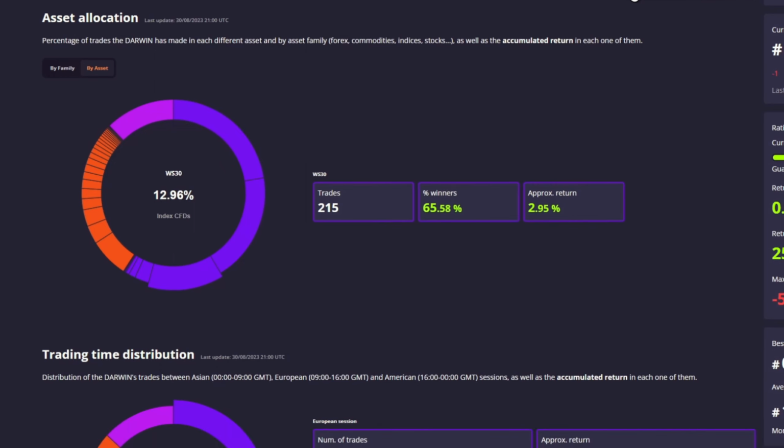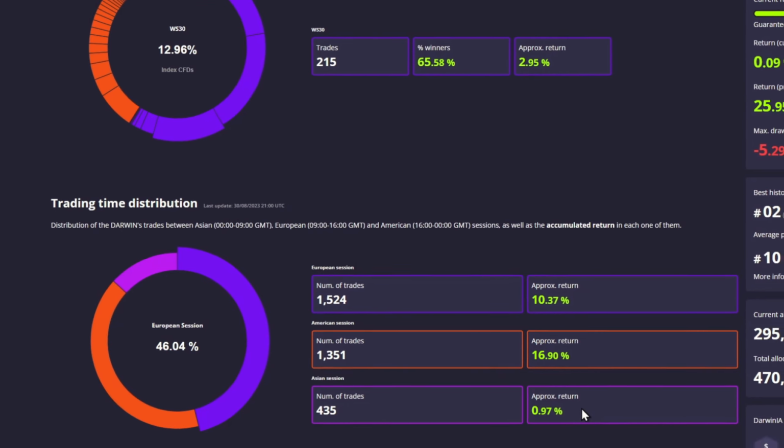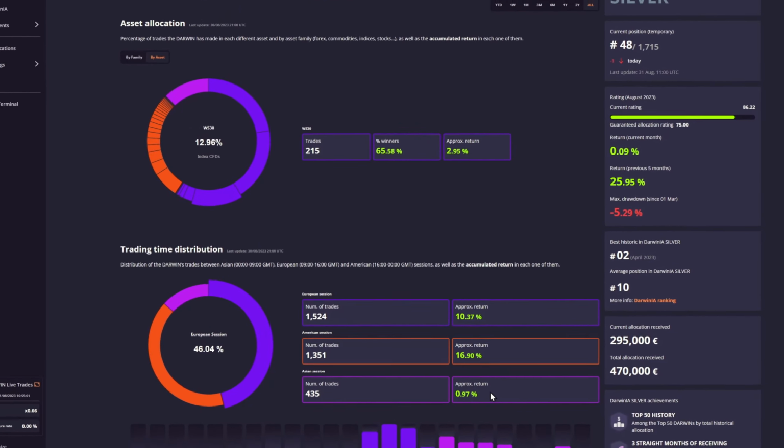The next section shows which trading sessions the trader is most active in. You can see the number of trades executed during the European, American, and Asian sessions. And just like with assets a moment ago, you can also see how each of these has contributed to the overall return of the Darwin here on the right. Again, you can imagine how this could help to inform a trader so that they could adjust their trading style in relation to the time of day in order to help increase their performance.